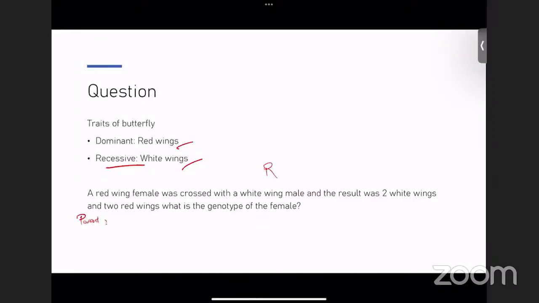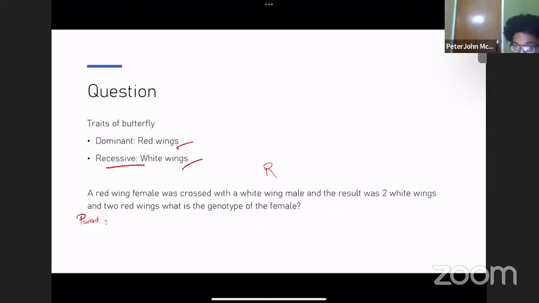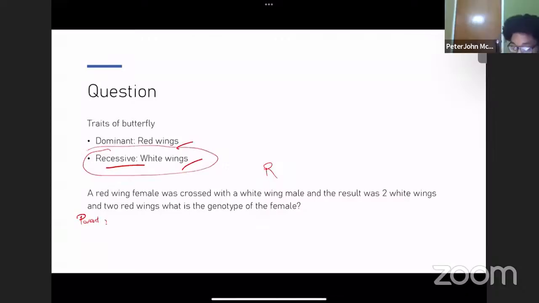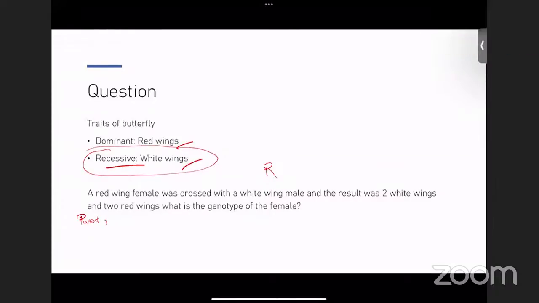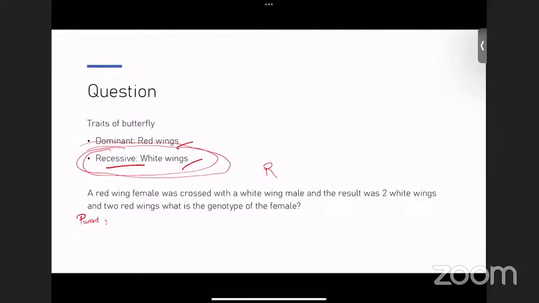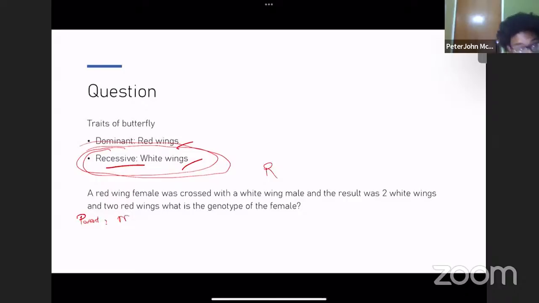Two capital R's? For the male, a capital and a small r? Remember, recessive. White wings is recessive. So the male has two small r's.